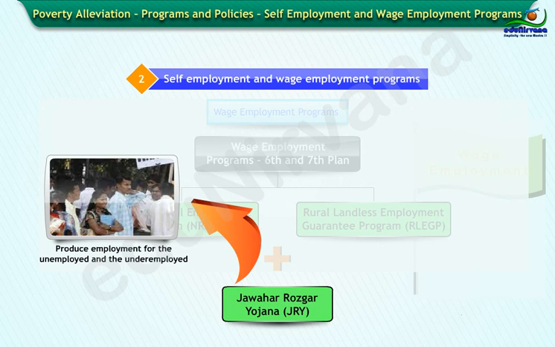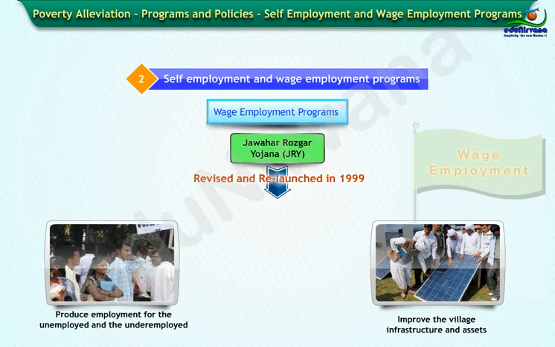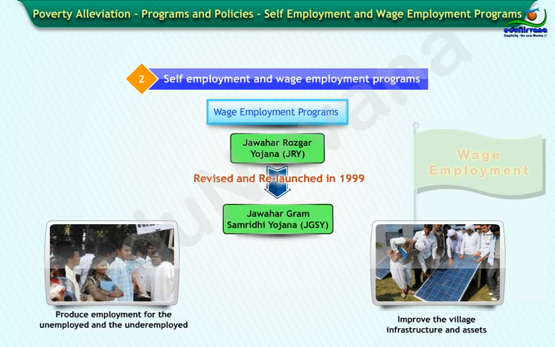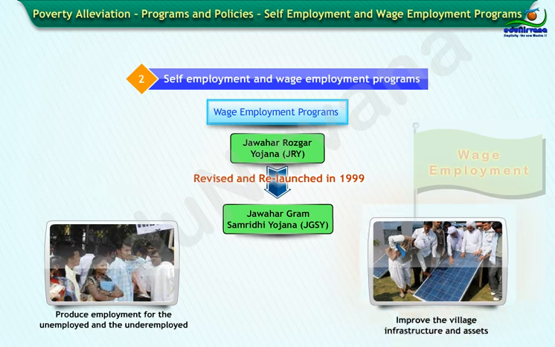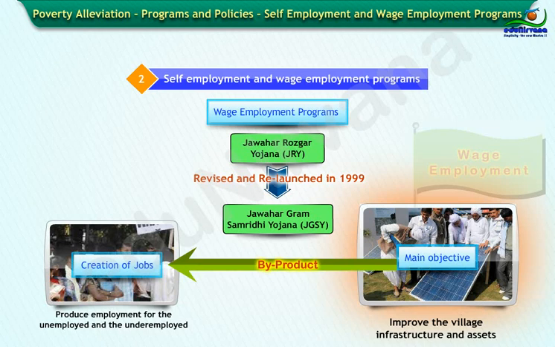The JRY was supposed to produce employment for the unemployed and the underemployed and to improve the village infrastructure and assets. The JRY was revised and relaunched in April 1999 and was named Jawahar Gram Samriddhi Yojana or JGSY. The secondary objective of the JRY has become the main objective, that is, creating economic assets and infrastructure for the village, and the creation of employment is a byproduct of the main objective.